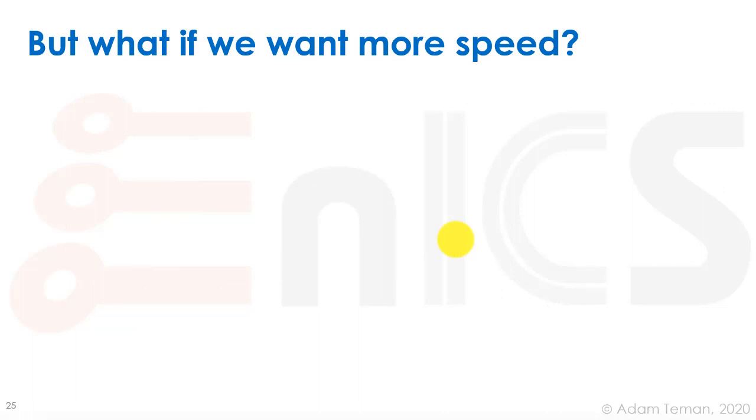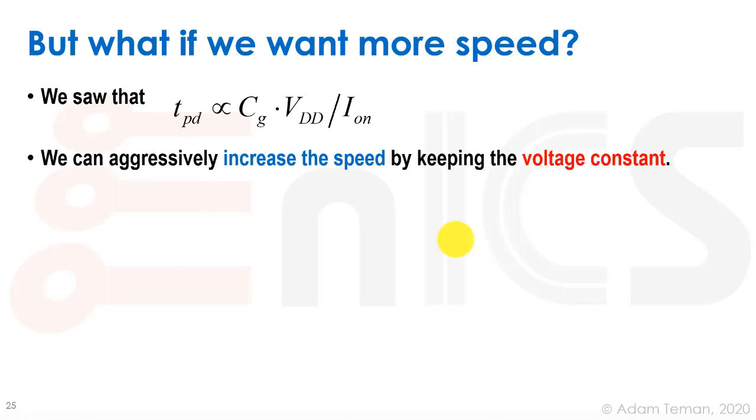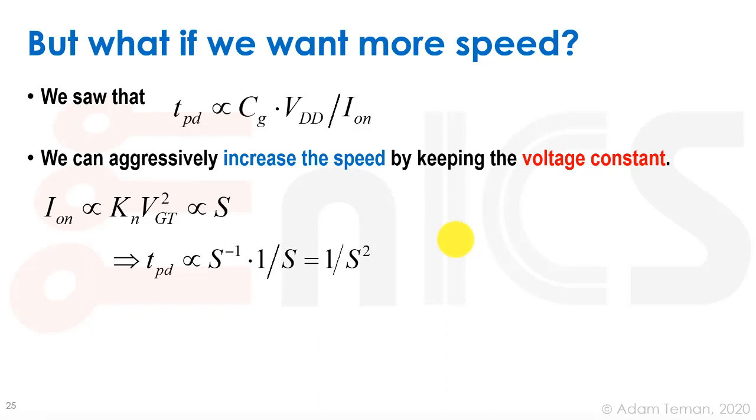But what happens if we want more speed? We saw that TPD is basically RC, or CG times VDD over I-on. We can aggressively increase the speed by keeping the voltage constant. Why does that work? Since I-on is proportional to K VGT squared, and that is proportional to S, that means that TPD is proportional to S to the minus 1, which is CG, times 1 over S, which is VDD, times 1 divided by S, which is I-on, if we don't scale VDD. And so we get a total reduction of S squared in TPD, and that's really good. We get an extra benefit of speed.